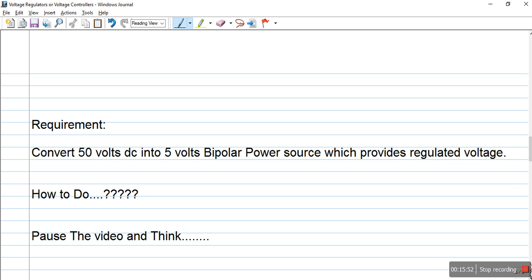So see, my requirement is to convert 50 volt DC into a 5 volt bipolar power source which provides regulated voltage. This is 50 volt DC to 5 volt DC, that is a bipolar power source. Bipolar means positive and negative with respect to ground. That is what bipolar means. How to do it? Pause this video and think, and then if you get your answer, unpause your video and see.